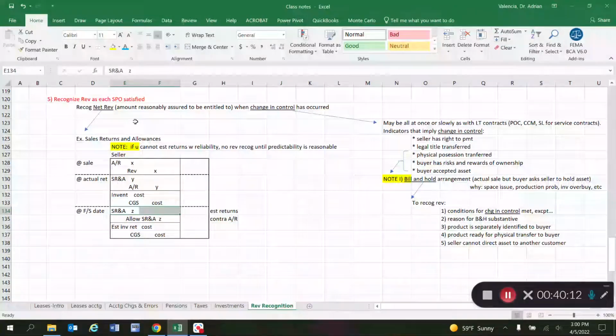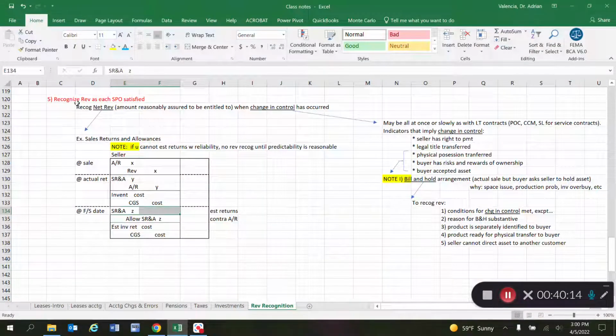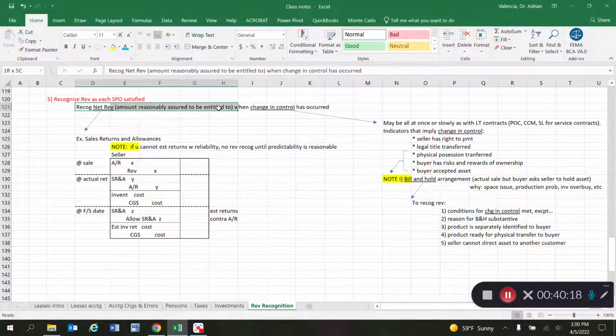All right, the other thing is this. The first item in terms of recognizing revenue is recognize the net amount. We're clear on that. But then the second component is we recognize that net revenue when change in control has occurred. Okay, so change in control in layman's terms means you sold something to somebody and it's no longer yours. Okay, the buyer is in control of that asset. And if that change in control has occurred, then we're at a point where we can recognize revenue as a seller.